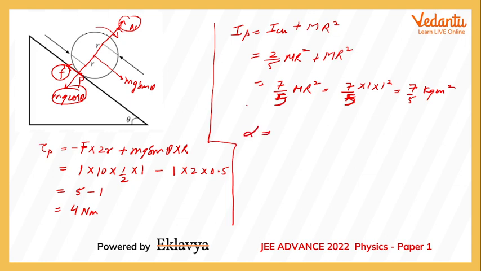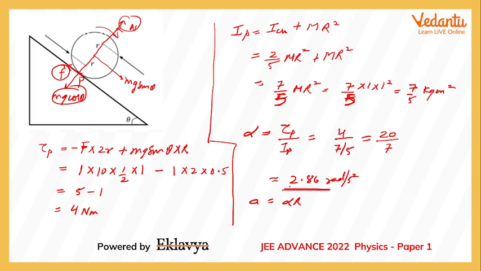Now alpha will be the ratio of the torque and the moment of inertia. Let's substitute the numbers: 4 divided by 7 by 5. This turns out to be 20 by 7, which on doing the calculation turns out to be 2.86 radian per second square, and a is nothing but alpha into r. So it is again the same as this only, as r is 1. So the answer to this question would be 2.86.